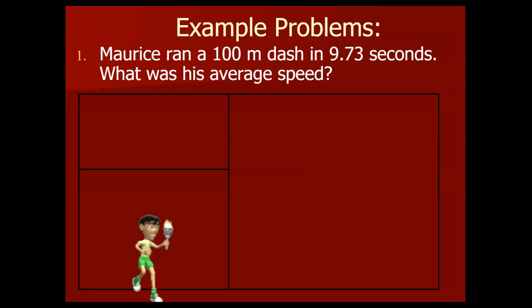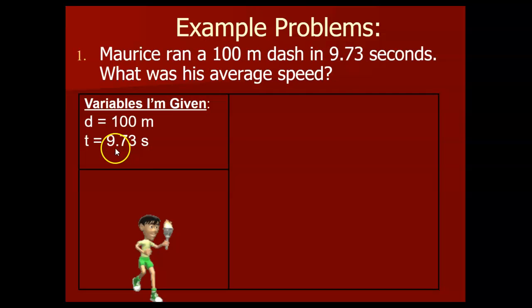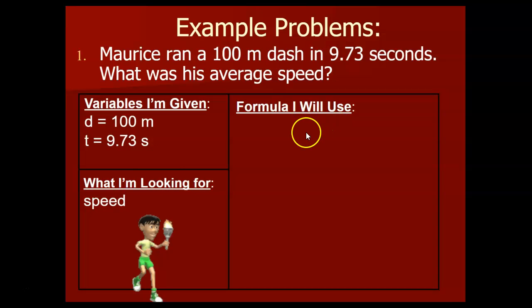Example problems. Maurice ran a 100-meter dash in 9.73 seconds. What was his average speed? Please take some time to see if you can figure it out. Variables I'm given. D equals 100 meters. T equals 9.73 seconds. What I'm looking for? Speed. Formula I will use. S equals D divided by T. So speed equals distance divided by time.